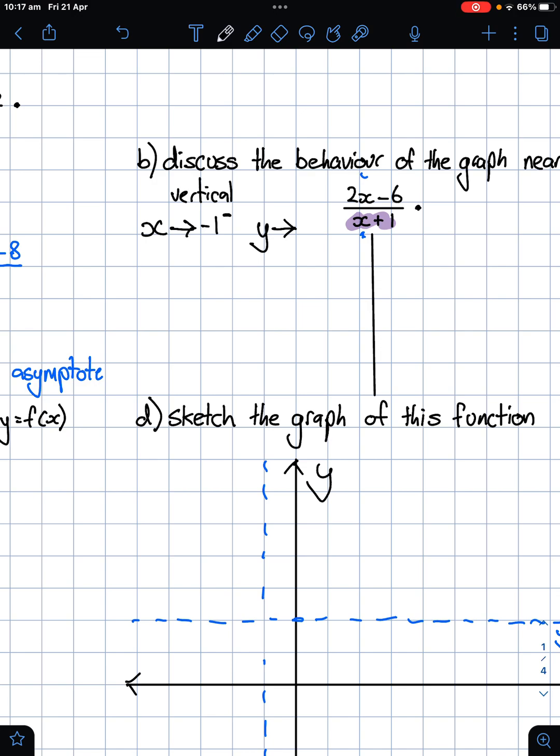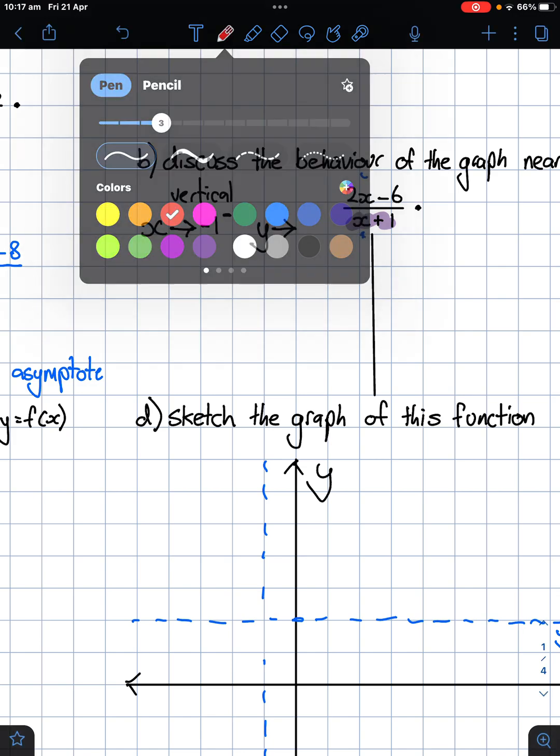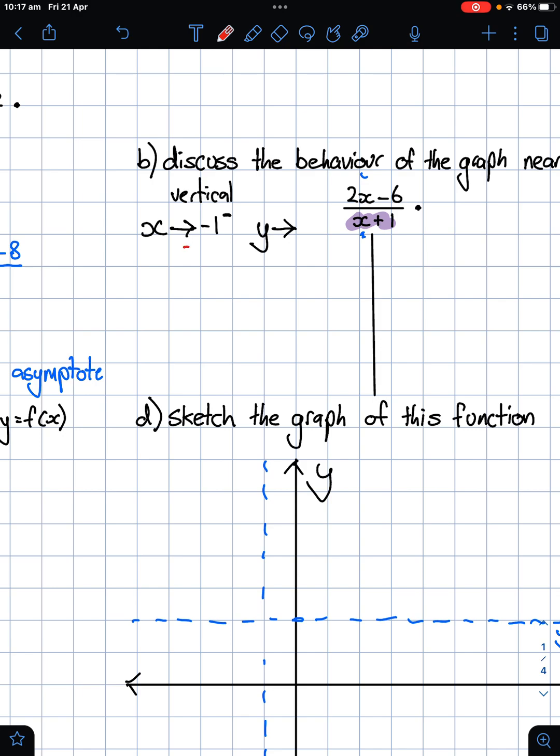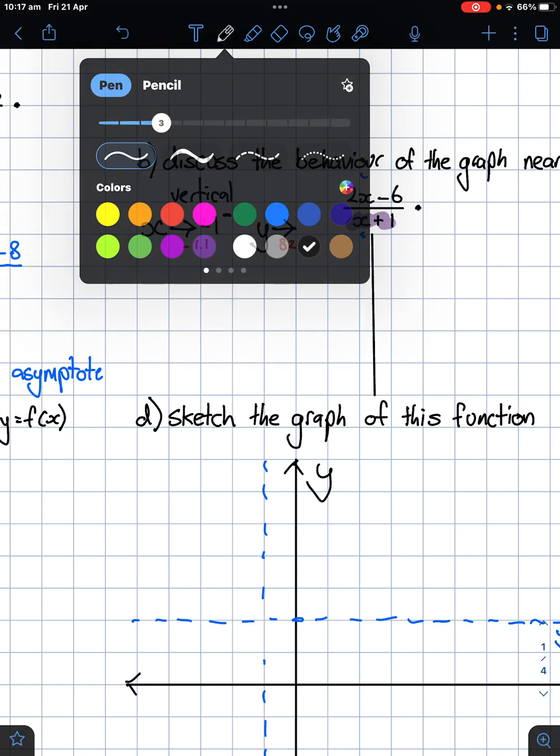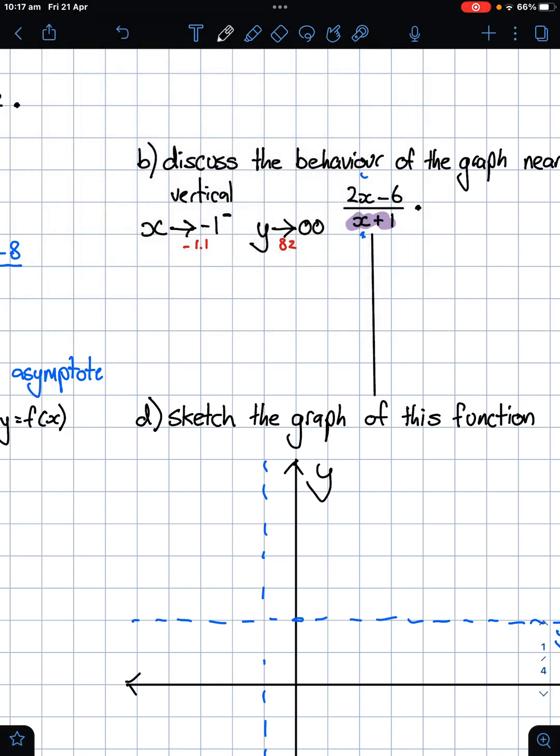Now, the important part of that is I got a big positive number. So 82 is a big positive number when I put in, so I'm going to put this up here in red because I don't usually do this. So for this, I subbed in negative 1.1 and I got 82. And this was my indicator here that this is approaching infinity.